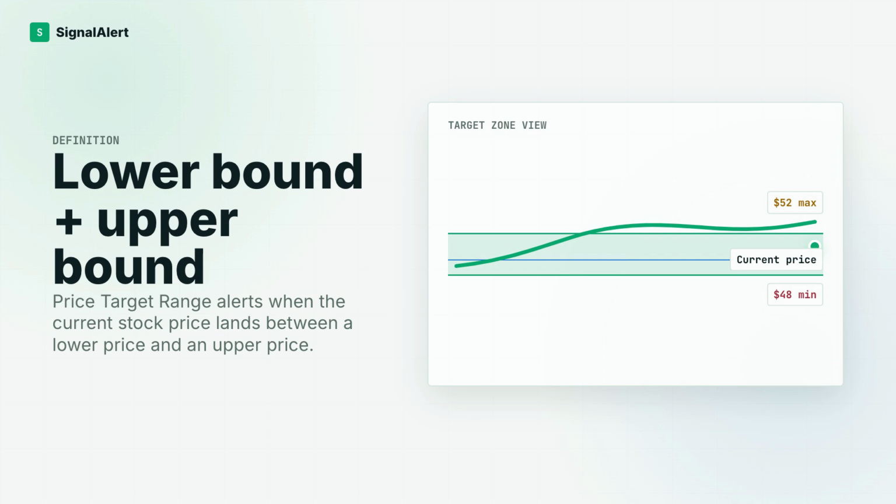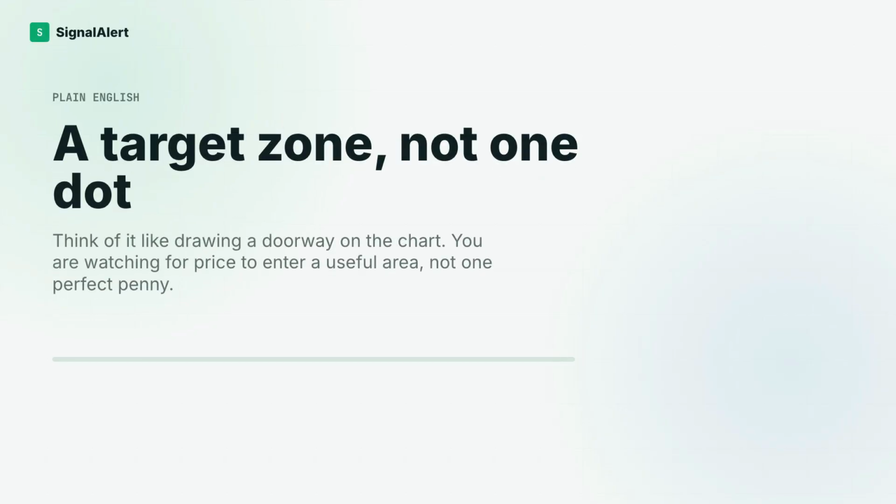The lower number is the start of the zone. The higher number is the end of the zone. If price is below the zone, nothing happens yet. If price moves inside the zone, the alert can fire. If price is already above the zone, that may mean the opportunity moved past your planned area.